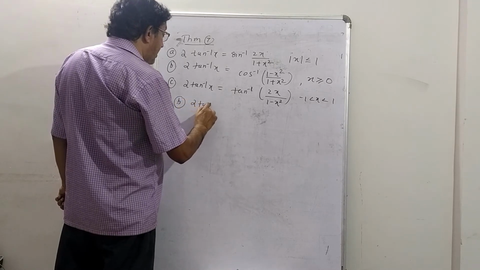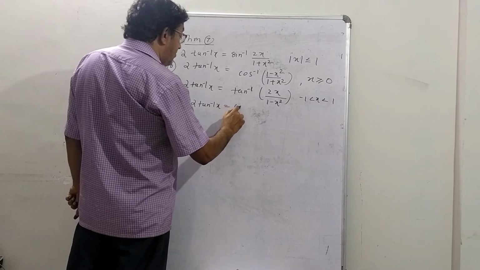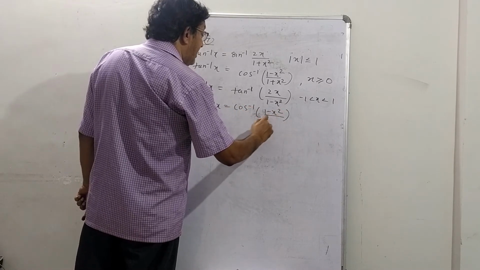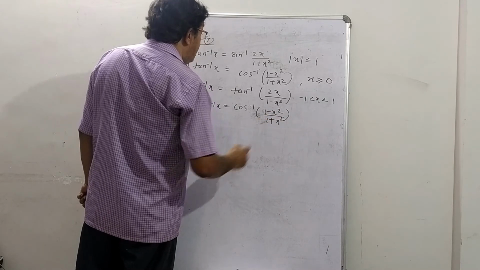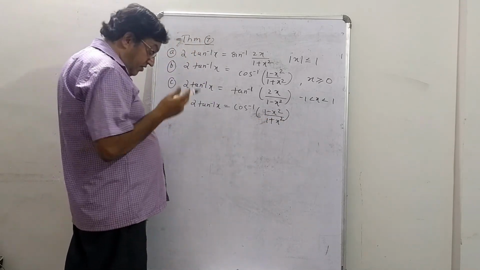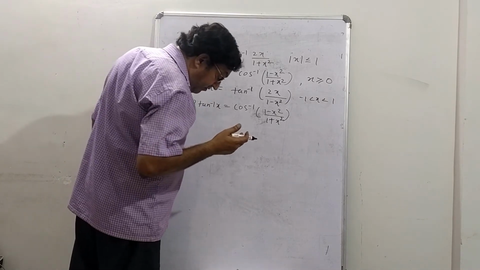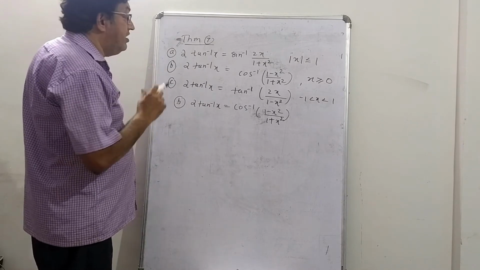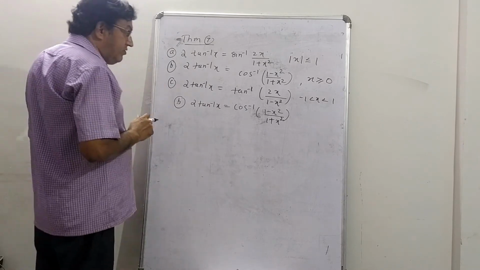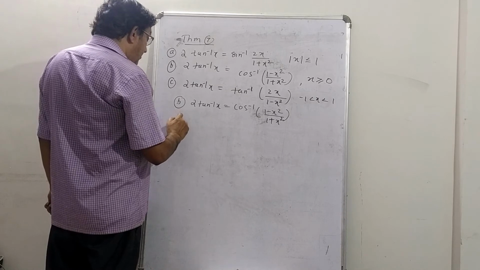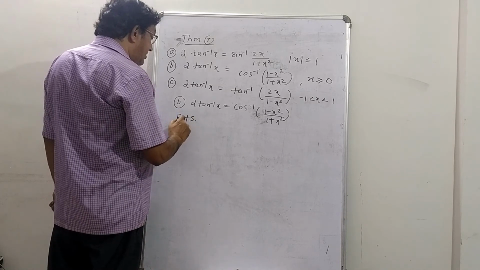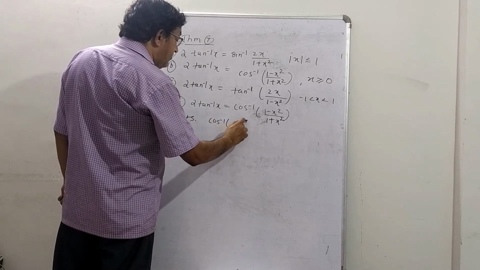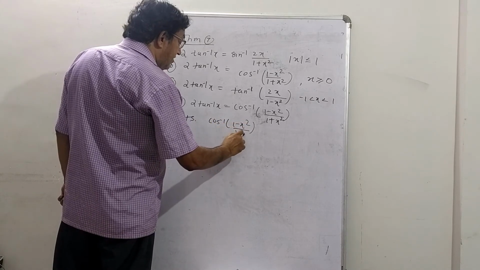2 tan inverse of x equals cos inverse of 1 minus x square upon 1 plus x square, for x greater than or equal to 0. So that is positive values. So here also we will take the right hand side. What is your RHS? RHS is cos inverse of 1 minus x square upon 1 plus x square.